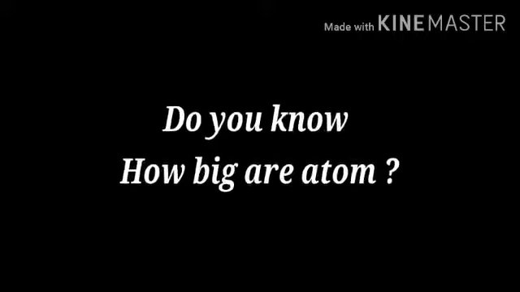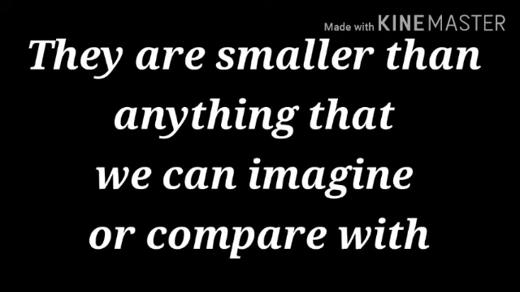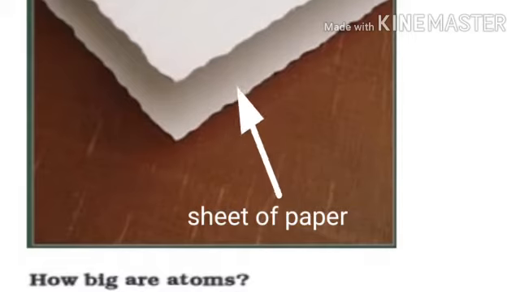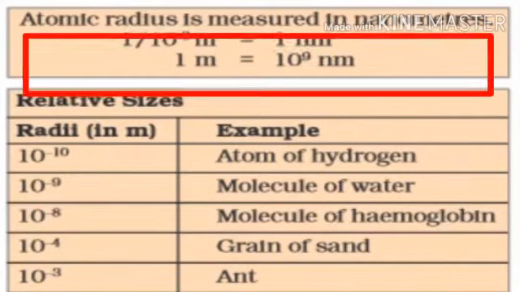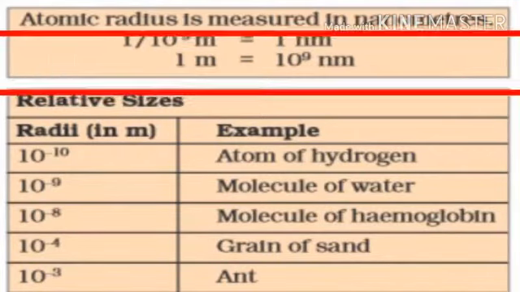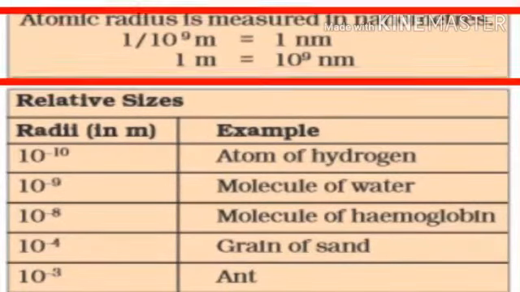Do you know how big atoms are? Atoms are very small. They are smaller than anything that we can imagine or compare with. More than millions of atoms, when stacked, would make a layer barely as thick as this sheet of paper. So the atomic radius is measured in nanometers. 1 meter is equal to 10 to the power of 9 nm.